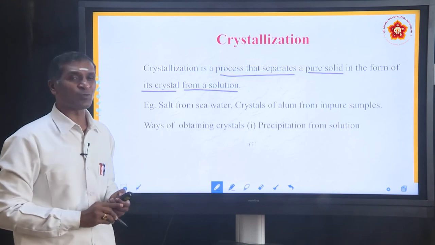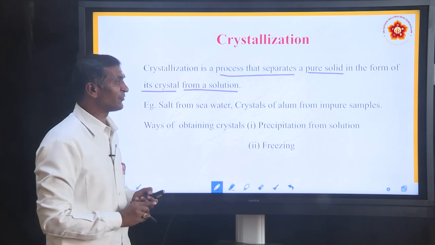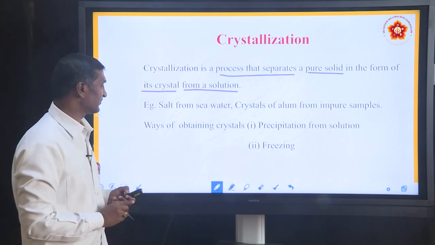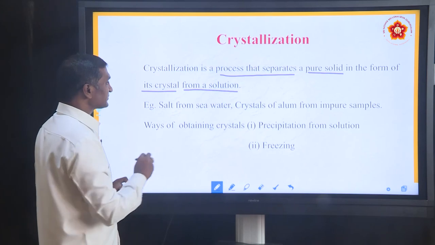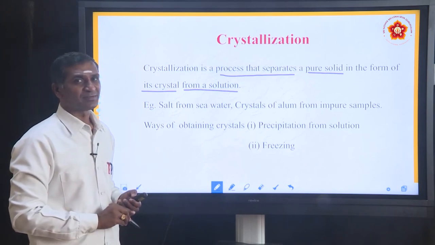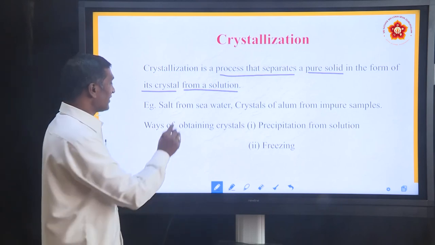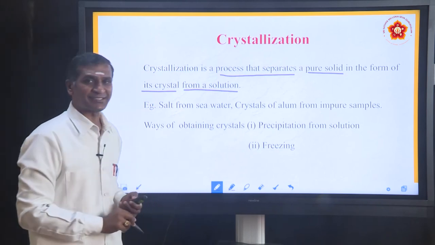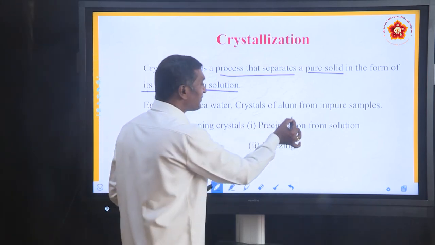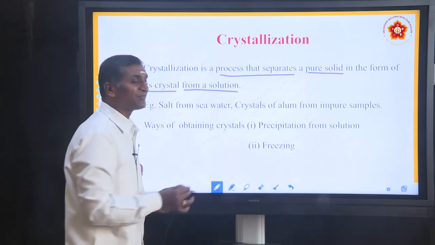Salt from seawater, crystals of alum from impure samples are the examples which adopt the crystallization method. The ways of obtaining the crystals: the first is precipitation from its solution, the second is freezing.